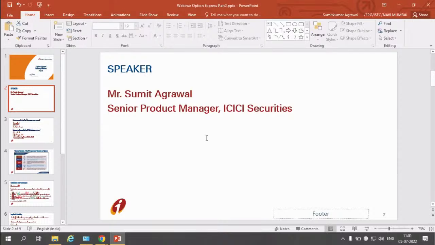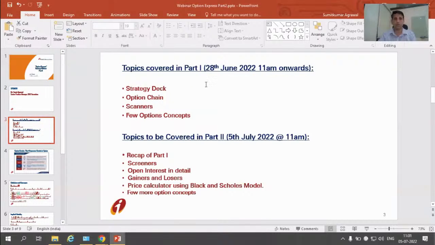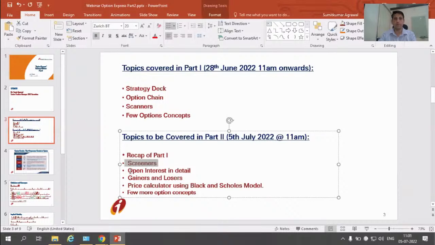So let's dive into the presentation, and let me give you the overview of what we'll be covering. First of all, my name is Sumit Agarwal. I'm the Senior Product Manager for ICICI Securities, and I will be covering the second part of this Option Express, where we'll be covering the screeners, open interest. I will be explaining that in detail, what is the significance of open interest, how it is read by the options trader, and what information you can get out of it in order to trade it.